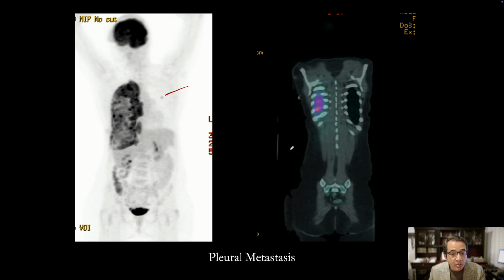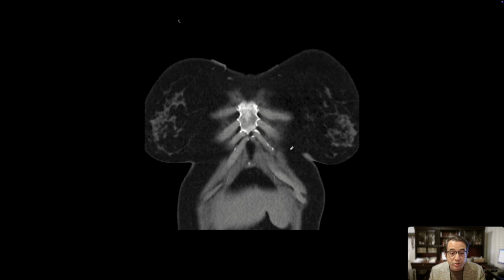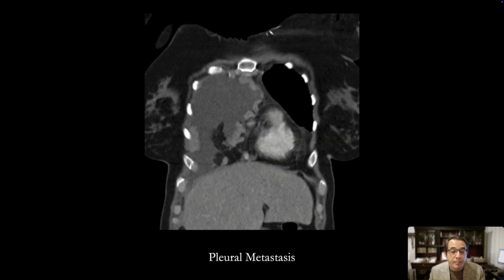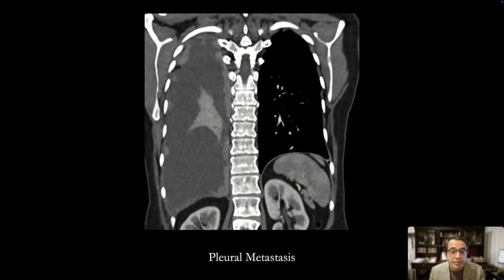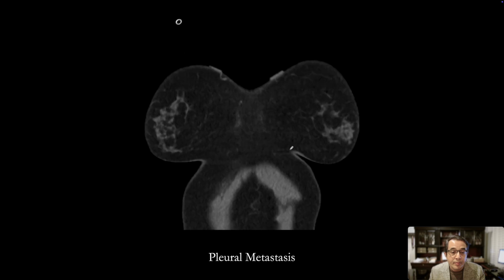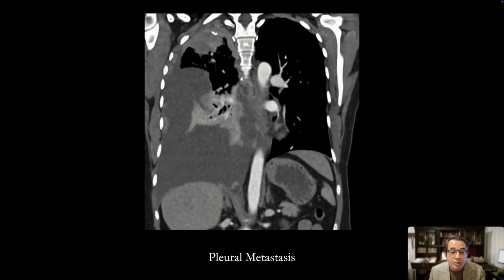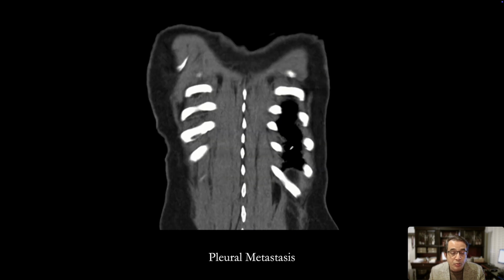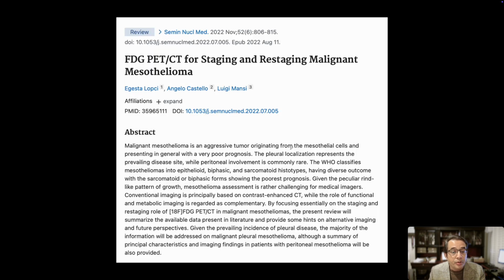And so this patient has pleural metastasis, and this is their coronal CT chest with contrast, showing multiple enhancing tumors involving the pleura. This patient's histology was adenocarcinoma that was previously removed, and it recurred and came back with pleural metastasis. This is a good review on the topic of FDG PET-CT's role in staging and restaging of malignant mesotheliomas.